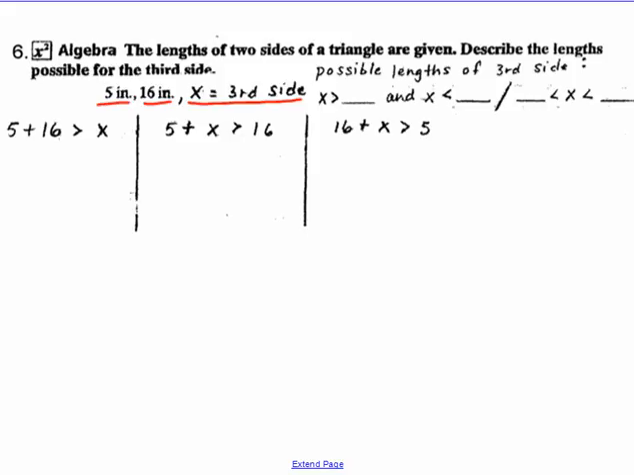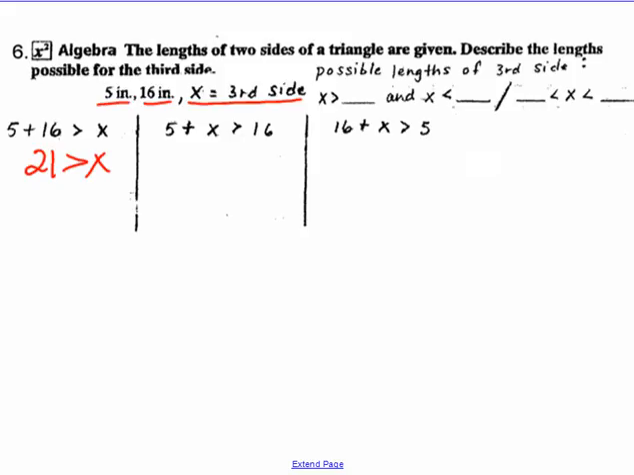So what we do is we set up three equations, just like we did in the last one, except we're using x as the third side. So now I solve this. I say, okay, 5 plus 16 is 21. 21 is going to be bigger than that third side.